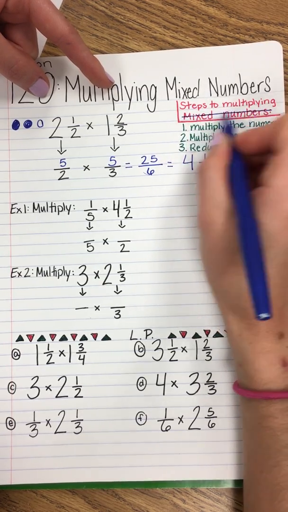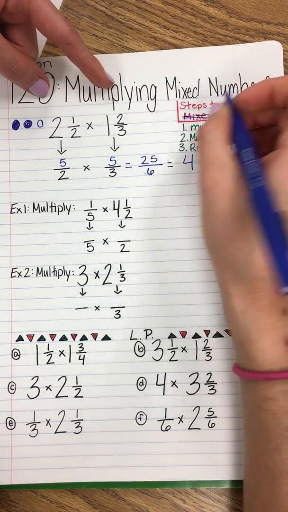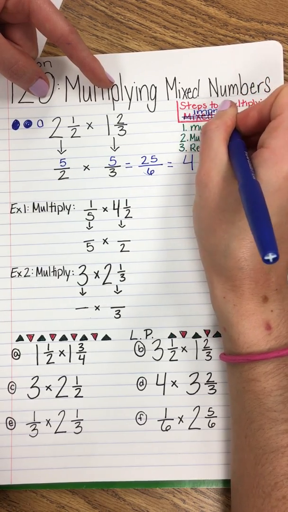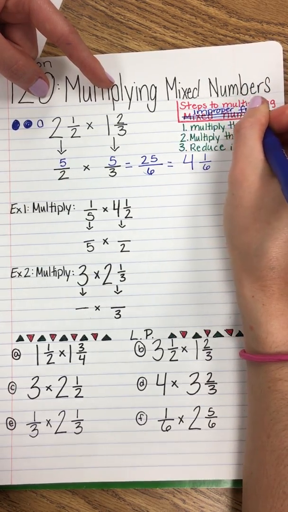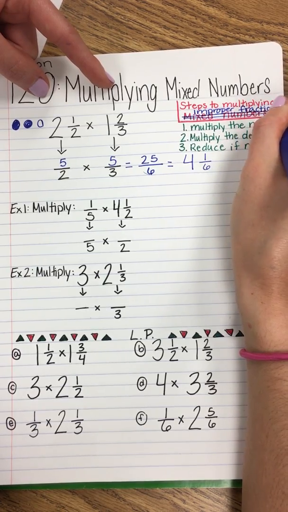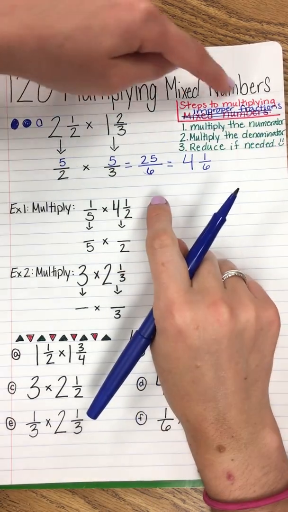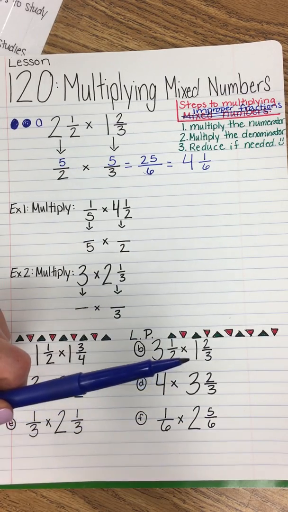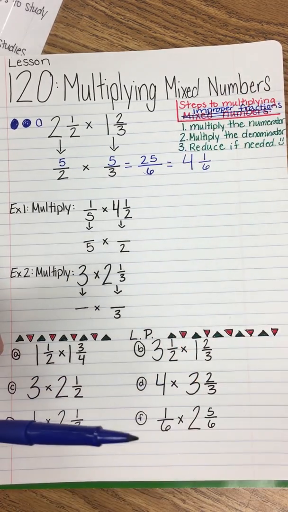You can't multiply mixed numbers. All you can do is multiply improper fractions. Okay? Steps to multiplying improper fractions. I hope you did this in pencil. If you follow directions, then yours will look much neater than mine.